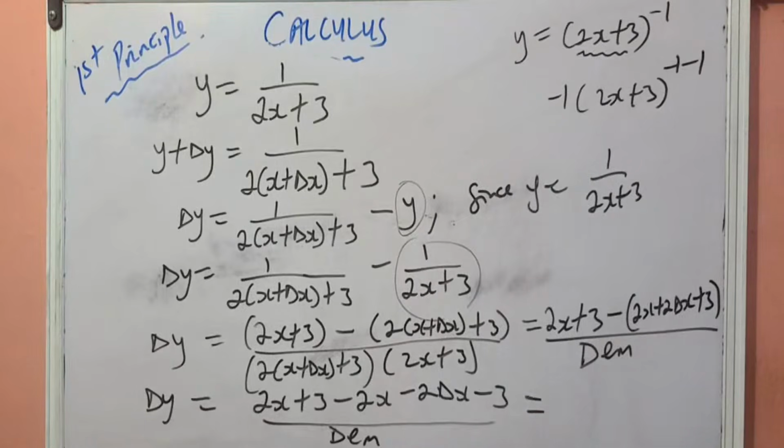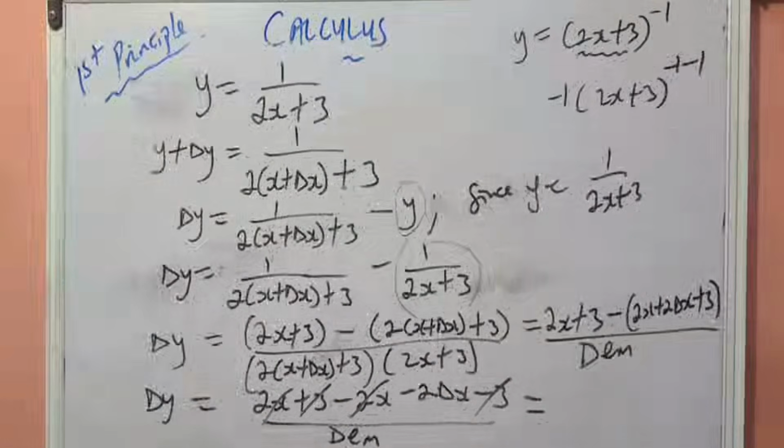What we have here now, we have 2x minus 2x. This is 2x, this is minus 2x. So 2x minus 2x, these two will cancel each other. I can see 3 and minus 3 here. These 3 will cancel each other. And you see how much we decongest the numerator very quickly. All right.